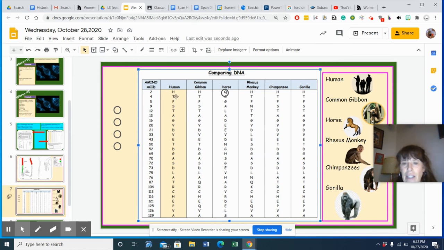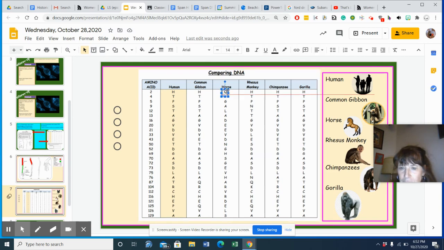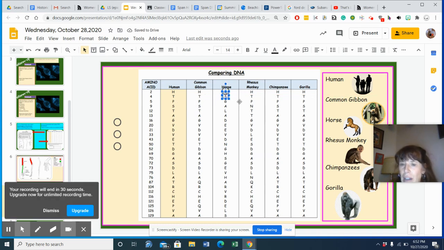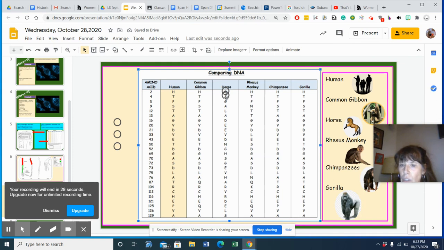So then let's look at the next one, T, and then the horse is not T. I can't read it. I think it's maybe S, yep. So I need to circle that S, all right? And now I'm not going to say, oh, look, the horse is S and the rhesus monkey's T. That's different. I have to circle this. Always comparing back to the human, all right?